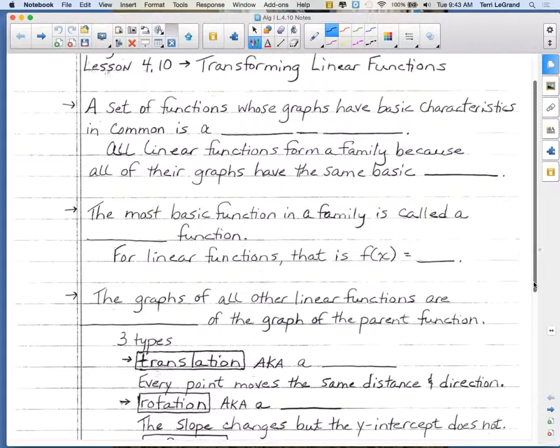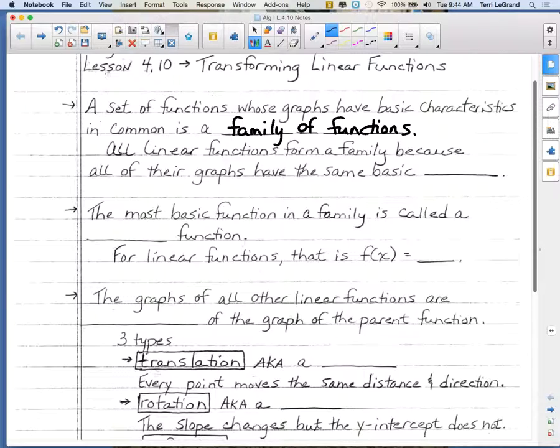A set of functions, so we have this group of functions. Remember, think of it as equations whose graphs have basic characteristics in common, is called a family of functions. Just like you come from a family, there can be a group of functions that, if they have the same basic characteristics, make a family of functions, okay?